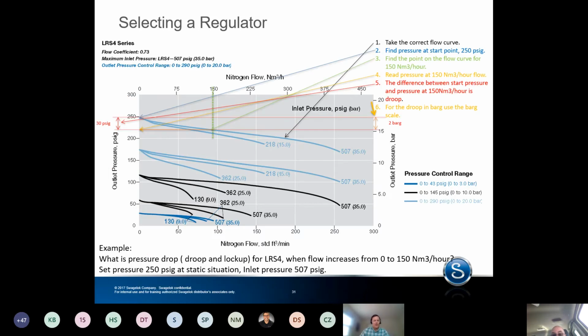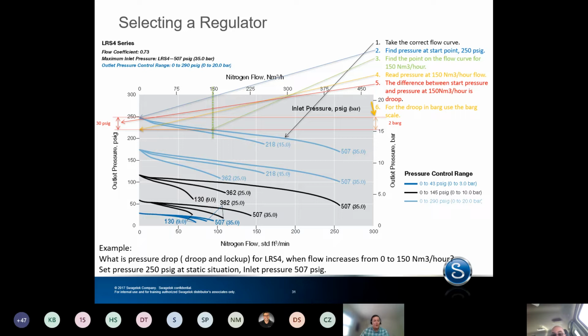Now, the next way to use it is how much pressure is going to change when I go from 0 to my target flow rate, which in this case is 150 normal cubic meters per hour. So the first thing, again, is we need to find the right flow curve. That's everything to do with the inlet pressure. In this case, we have an inlet pressure of just over 500 PSI, so we can find the 507 line. So here are the curves we want to work with.